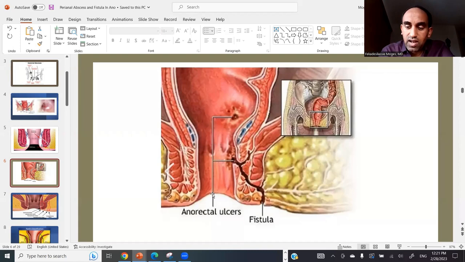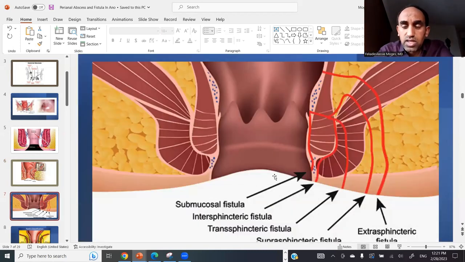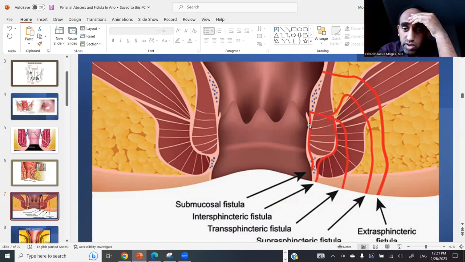So these are the anorectal fistulas. There is a classification, just like the abscesses, there are different types of fistulas. The fistula tract could be running through the submucosa; we call it submucosal fistula. If the fistula tract is running between the internal and external sphincter mechanism like this, we call it intersphincteric fistula.